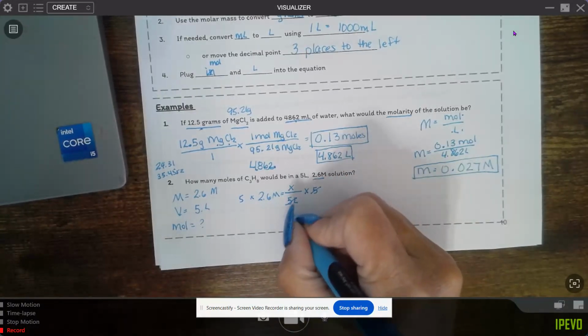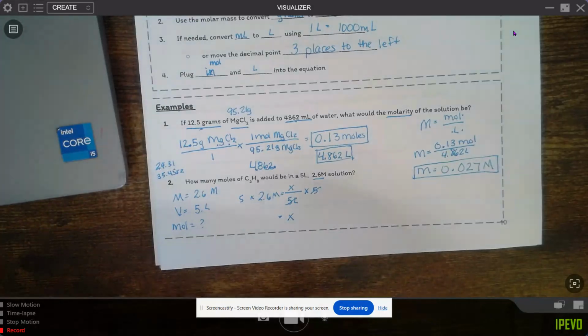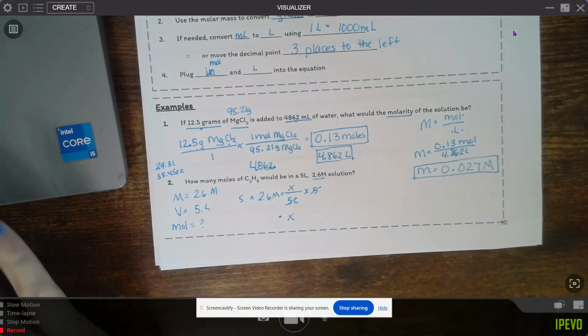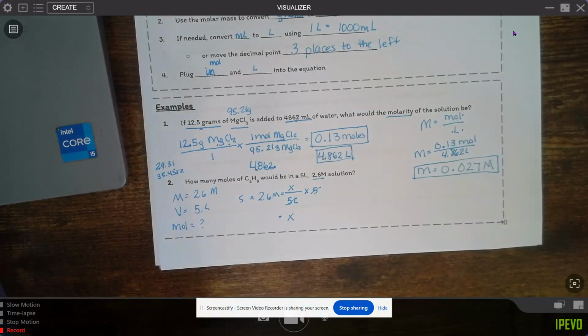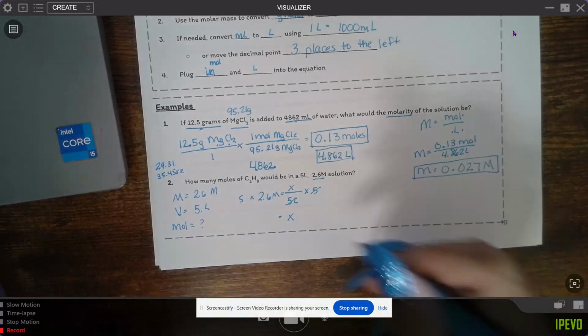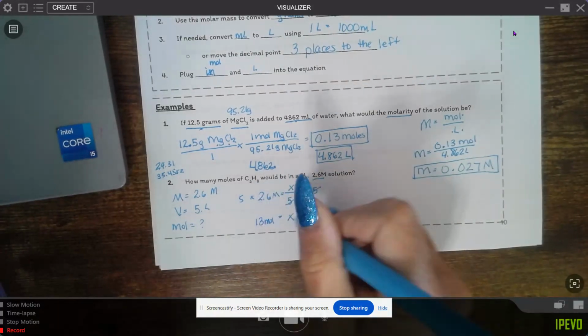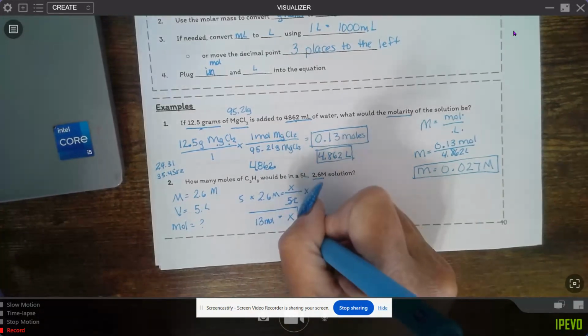And that gives me X is equal to 5 times 2.6. Whoops. So that's going to be 13. So our answer for this one is just 13 moles.